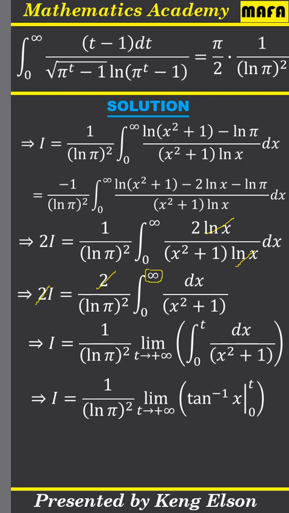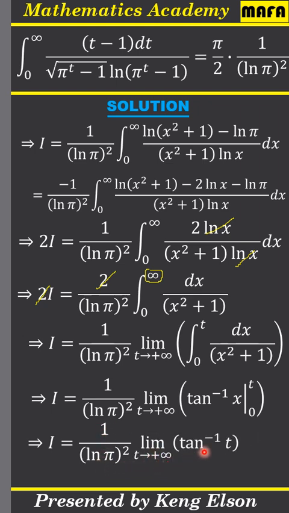So we have tan inverse of x from 0 to t, then later we find the limit. Once you replace the upper bound, you're going to have tan inverse of t. Replace the lower bound, we get tan inverse of 0, which is 0. So at the end of the day, we have 1 over ln pi all squared times the limit as t goes to plus infinity of tan inverse of t. But clearly, tan inverse of t goes to 90 degrees, or pi divided by 2, as t goes to plus infinity. In fact, if you punch the tangent of pi over 2, it gives you a math error because it's a very big value.